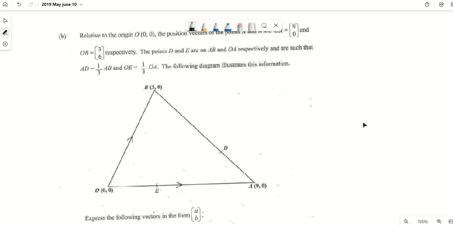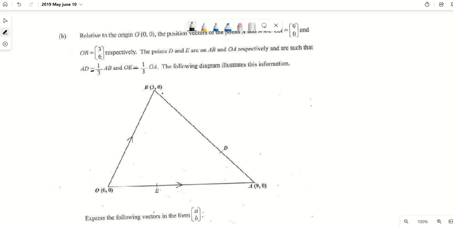They said the points D and E are on AB and OA respectively, meaning point D is on AB and E is on OA. And such that AD is equal to a third of AB. So AD is equal to a third of AB. That means if we were to split this up, no, that's not an equal sign, that's just how it is supposed to be, right?